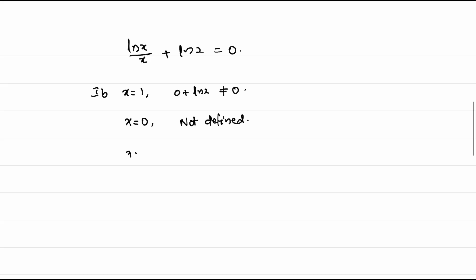If x is equal to 2, that implies ln 2 by 2 plus ln 2. It is not equal to 0. It is greater than 0. Its value is increasing. Hence, all these imply that x should be less than 1.